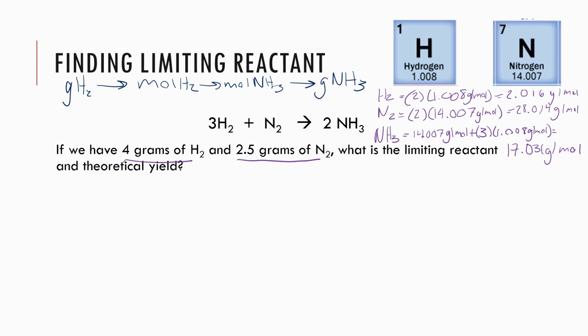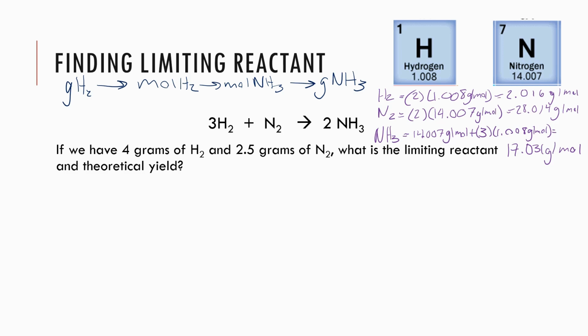Okay, now we have all of our molar masses of our molecules and compounds. So H2 is 2.016 grams per mole, N2 is 28.014 grams per mole, and then NH3 is 17.031. So let's do our conversions now. We're going to start with the 4 grams of H2. We're going to convert this into grams of NH3. So we're going to convert both of these into grams of product.